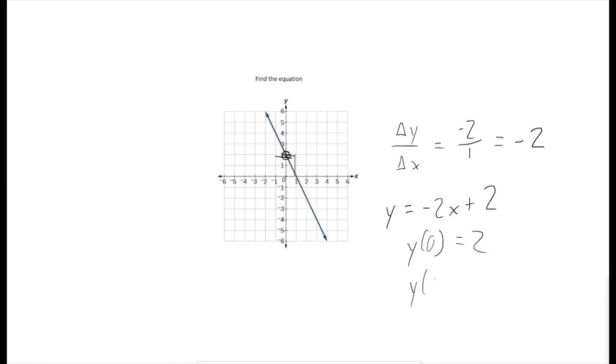When x is equal to 1, minus 2 times 1 is minus 2. Minus 2 plus 2 is 0. When x is equal to 2, we have minus 2 times 2, which is minus 4, plus 2, which is minus 2. And we can see here that at 0, we have y is equal to 2. At 1, y is equal to 0. And at 2, y is equal to minus 2.